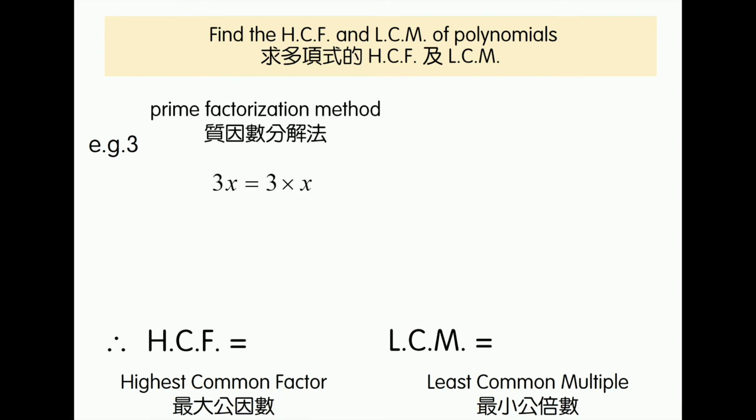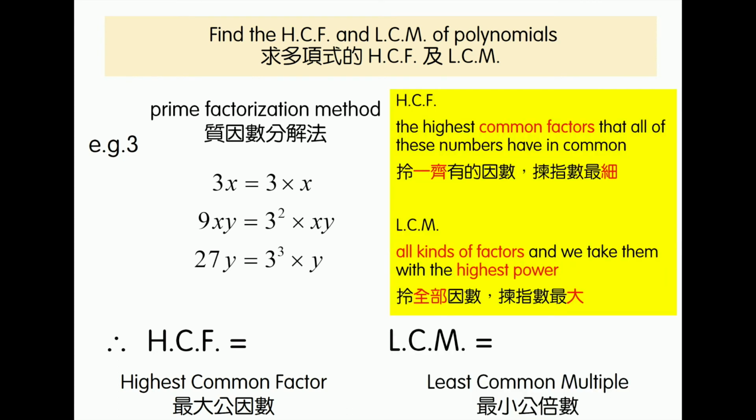We factorize each of these terms into their primes. 9 is 3 times 3, meaning 3 squared. 27 is 3 times 3 times 3, which is 3 cubed. As long as we remember how to find it, then the answer is very easy to find. Comparing these three terms, the only factor that they have in common is 3. Taking the one with the smallest index, the answer is 3.